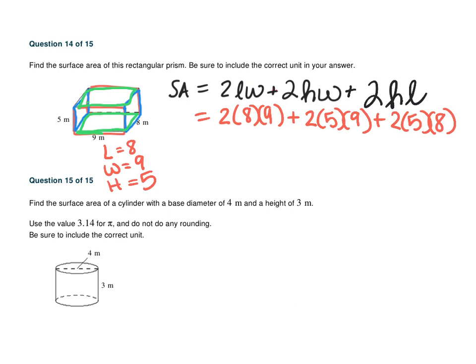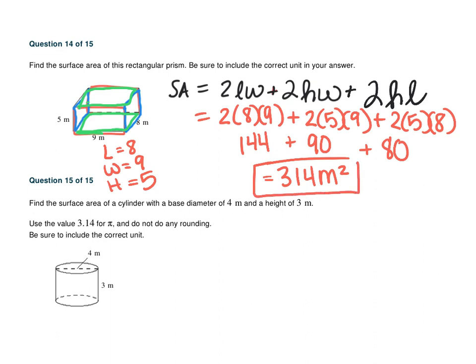And now I simplify. 2 times 8 times 9, I got to be 144. Plus 2 times 5 times 9, I got to be 90. Saying 2 times 5 is 10, times 9 is 90. Plus 2 times 5 is 10, times 8 is 80. And I added all of those together to get 314 meters squared for my surface area.